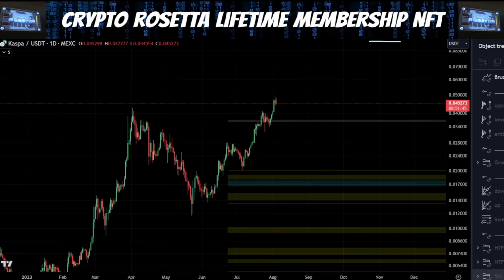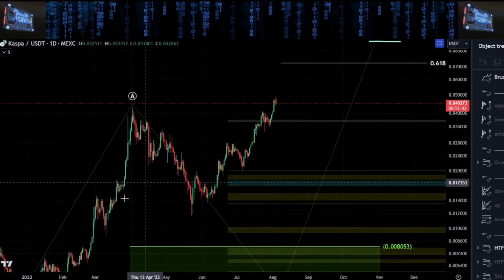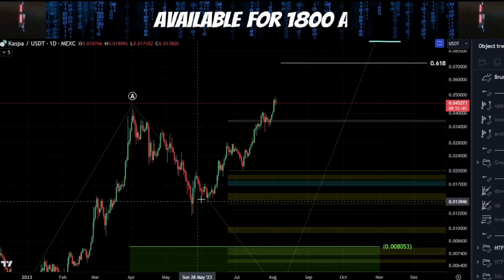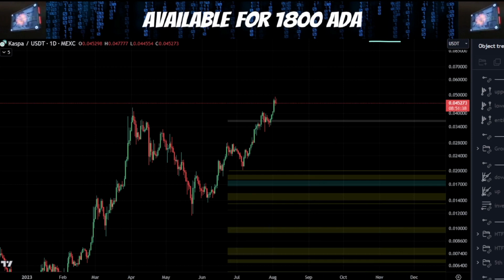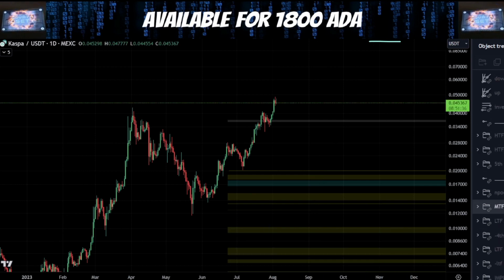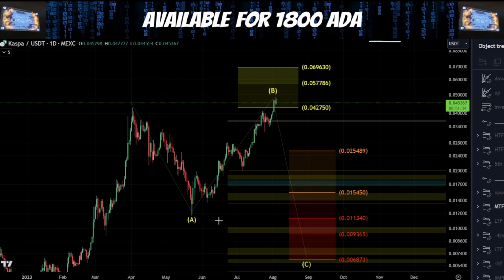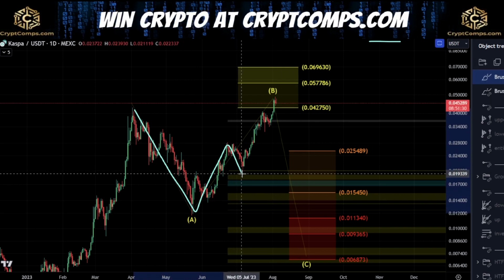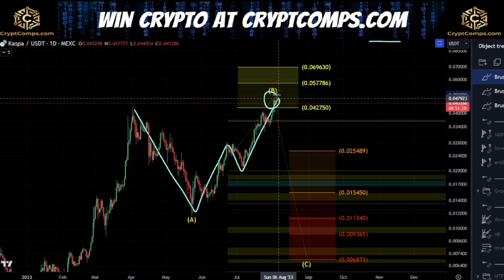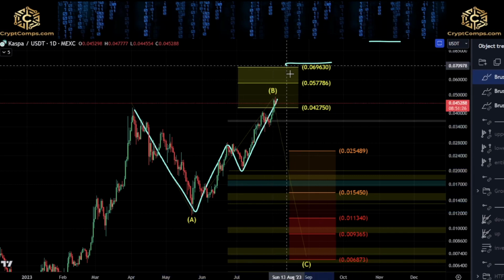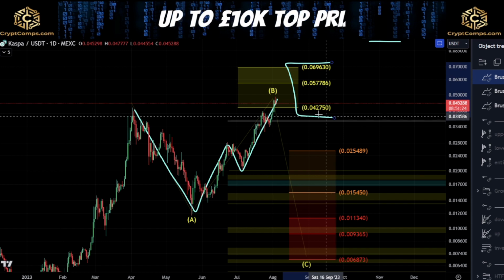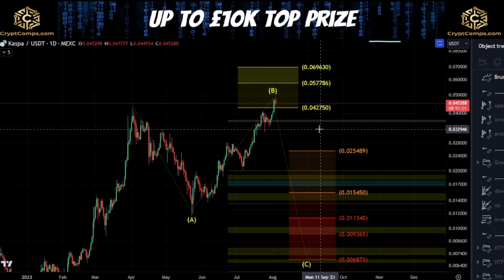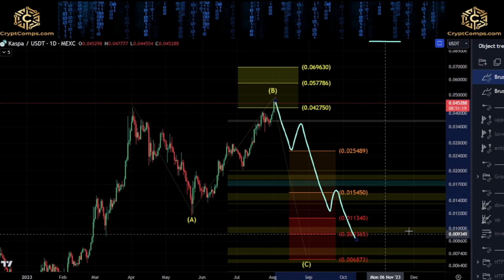The other way we were discussing this is that this could also be just an A wave completed here, and we could be looking at a bigger corrective structure. It's not my primary way that I'm looking at it, but it is still technically possible that if this is A, B, and C rather than a 5-wave move up here, and we look to reject from this 69360 to this 42750 area, we could still see a 5-wave move to the downside.